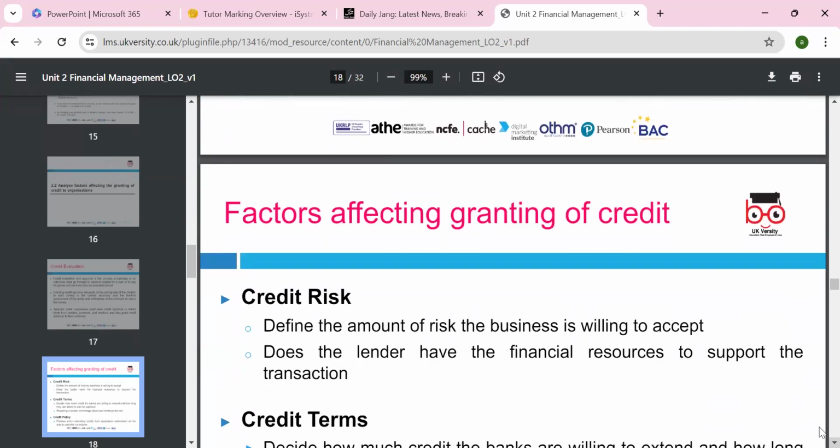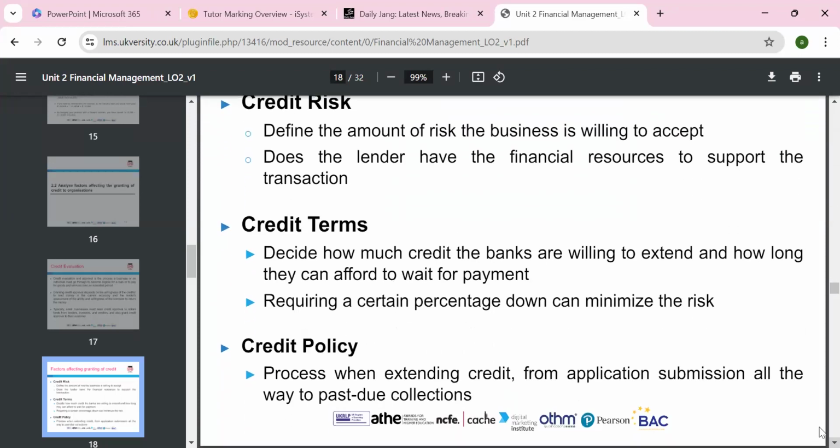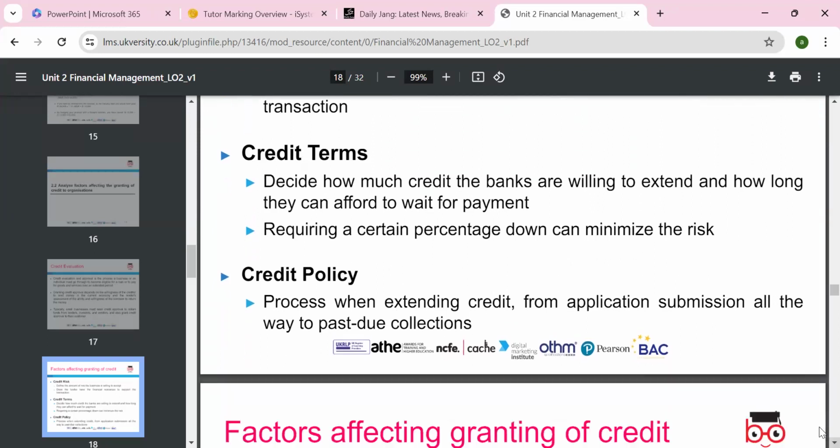Factors affecting credit risk define the amount of risk the business is willing to accept. Does the lender have the financial resources to support the transaction? Credit terms decide how much credit the banks are willing to extend and how long they can afford to wait for payments, requiring a certain percentage down to minimize the risk. Credit policy is the process for extending credit, from application submission through to all the costs.